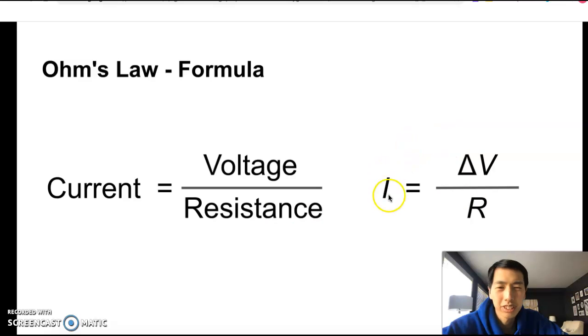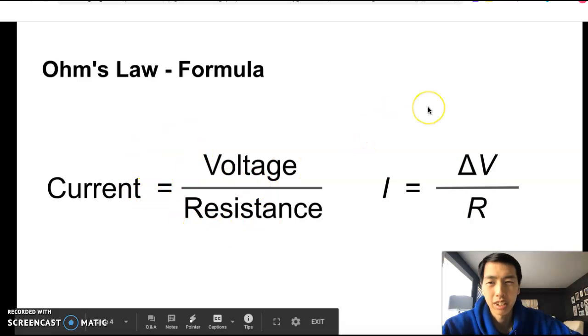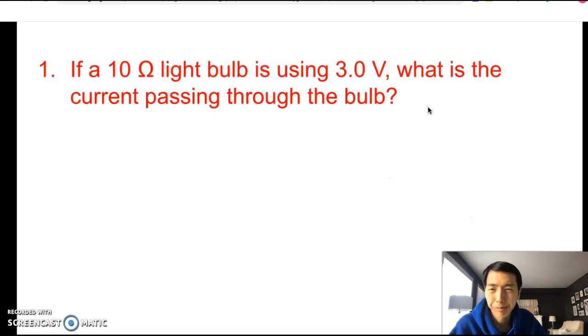In symbols, I have that on the right side. I stands for current, delta V stands for voltage, R stands for resistance. But in these notes, which are provided to you in Google Classroom, I don't actually even use these symbols. I just write the full words out. All right, so I have 3 example problems here. So it's getting really mathy now. This is a math part of science class.